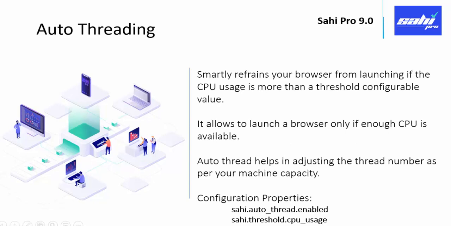Sahi Pro's auto-threading capability smartly refrains your browser from launching if the CPU usage is more than a threshold configurable value. It allows to launch a browser only if enough CPU is available. It checks the CPU usage of the machine before launching each browser instance and allows it to launch only if enough CPU is available. This brings stability to your script execution.